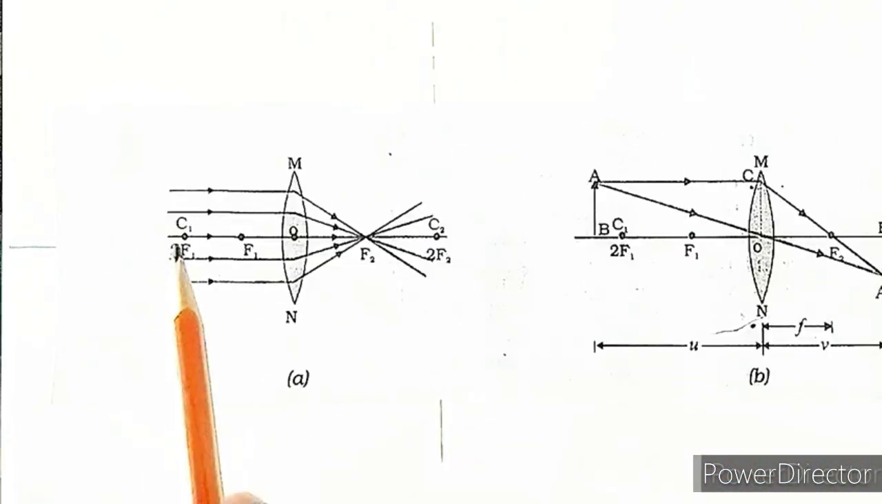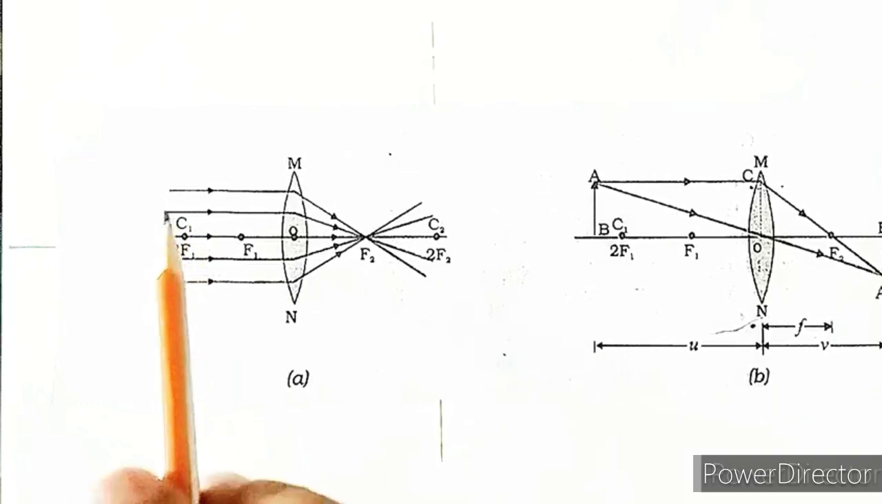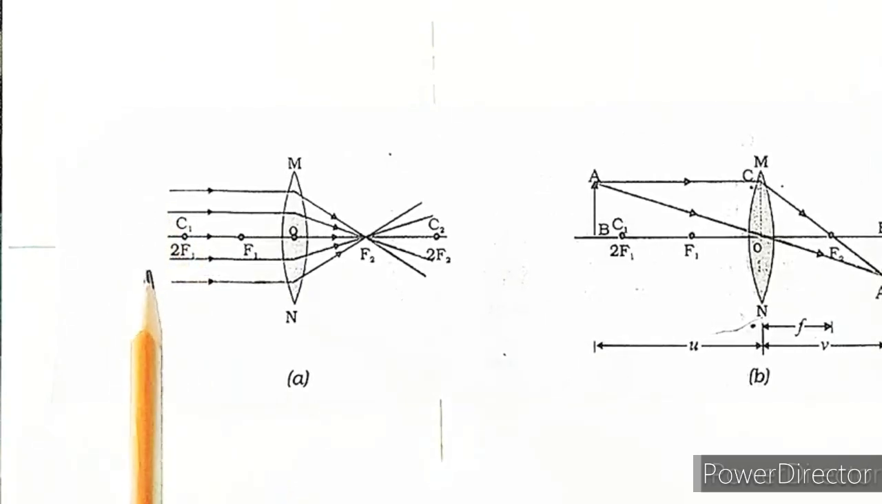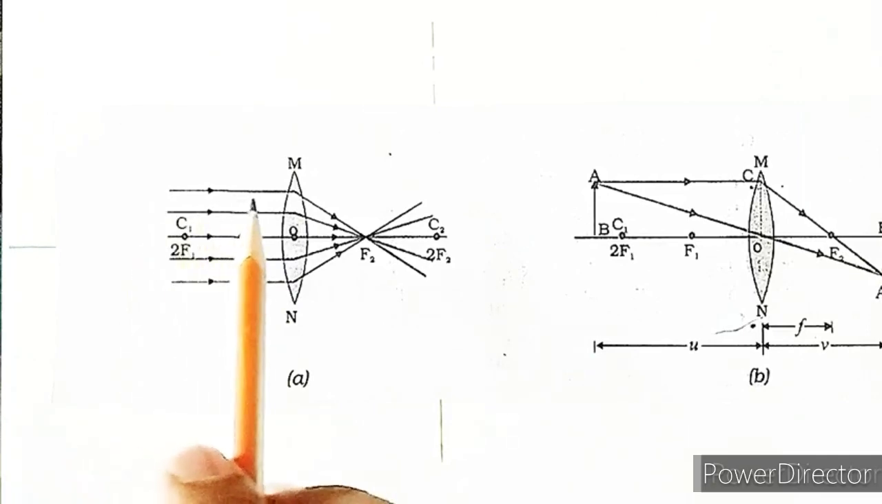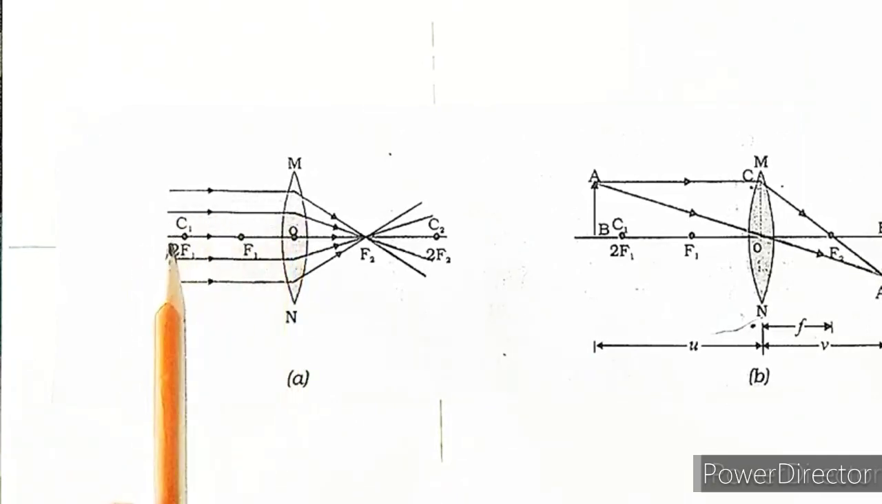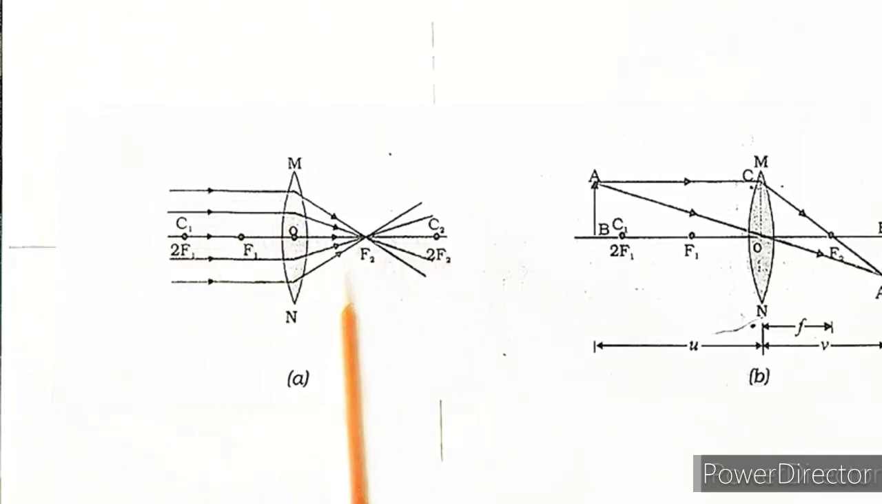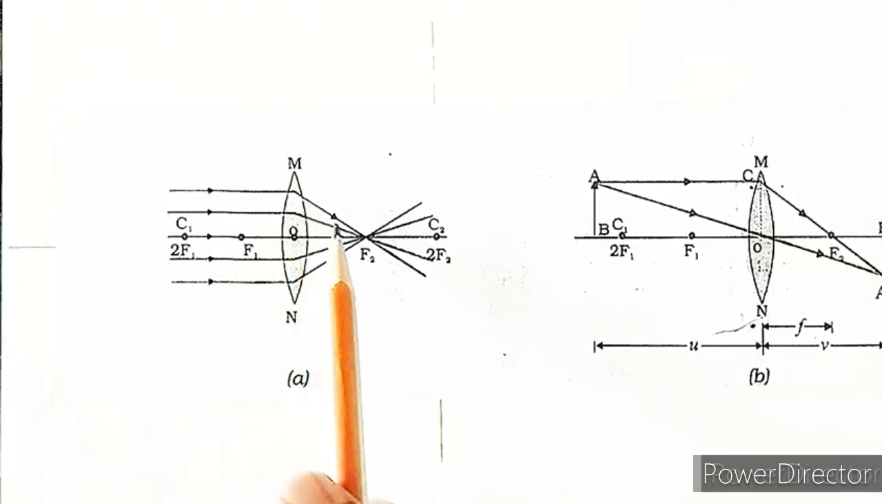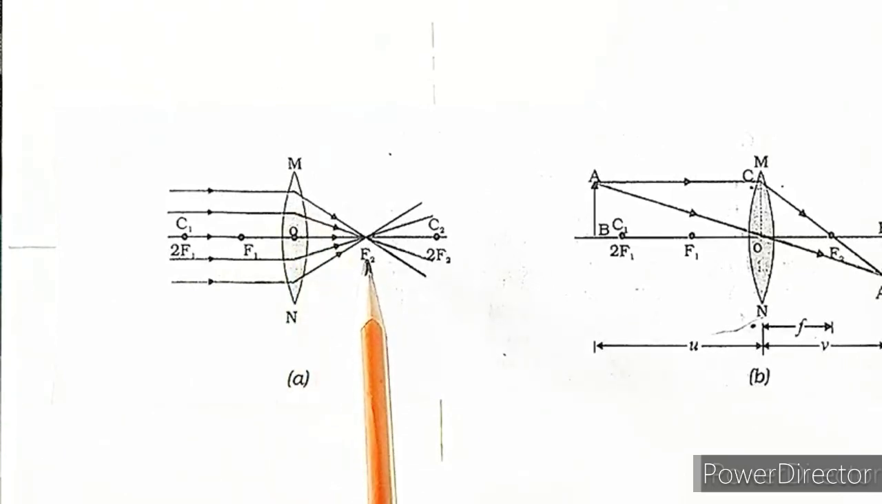So this is our first diagram when the object is kept at infinity. The object is far away, it's at infinity. Now the rays of light parallel to principal axis, this center one is your principal axis. After refraction they will meet at f2. So the image will be formed here.